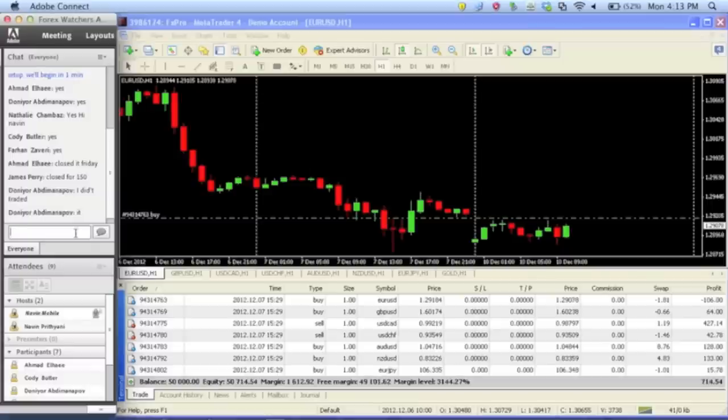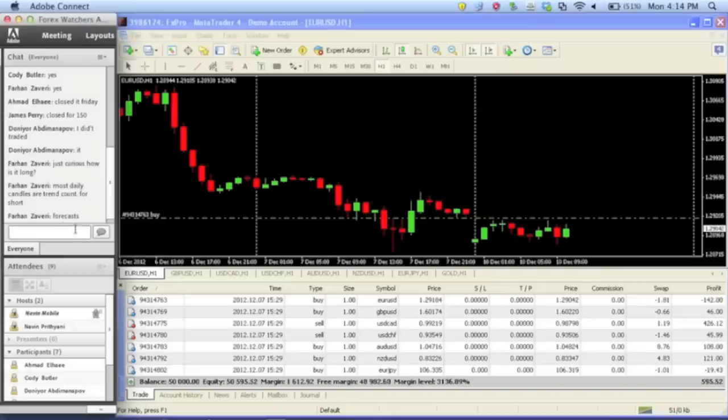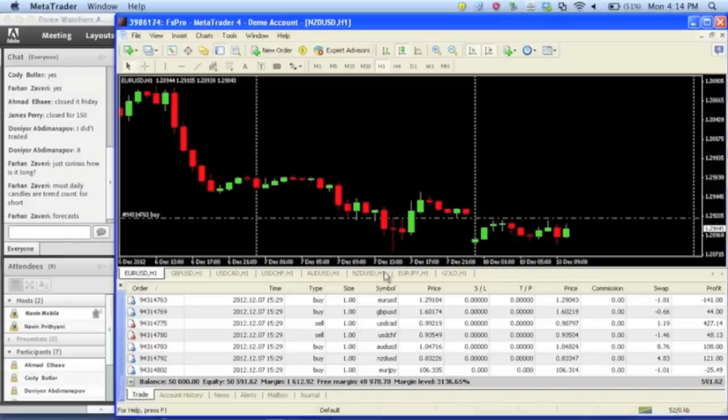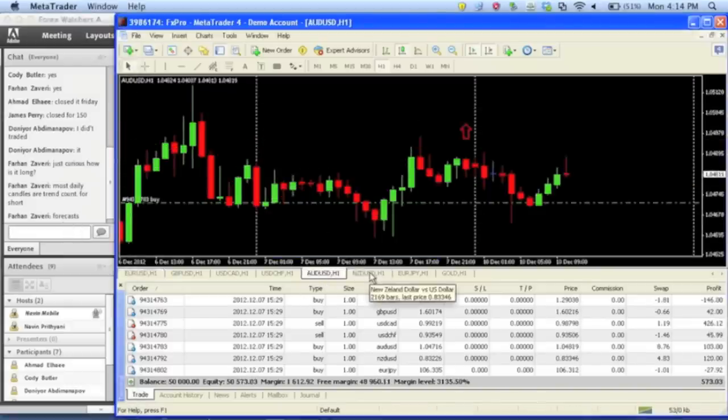Okay, the market direction as per the forecast is still the same today. Let me log in to Forex Watchers real quick. Most daily candles are trend continuation for a short. It's because Aussie dollar and New Zealand dollar is still indicating it had a long from Friday. And as per today, all of our forecasts are indicating there's more support than there is resistance. Okay, this is the reason why we are seeing a long.